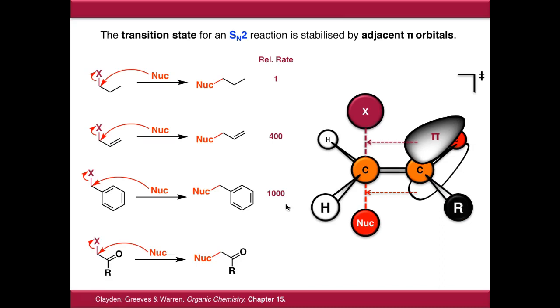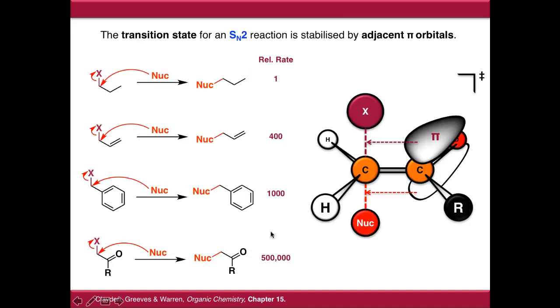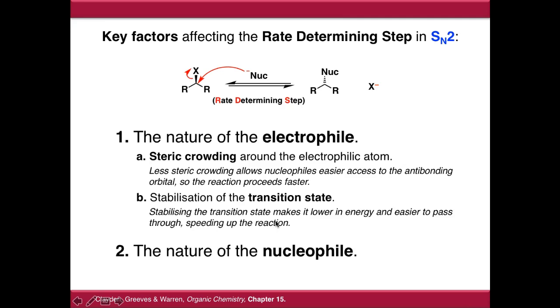And it turns out that the best electrophiles for this sort of reaction are ones which are adjacent to carbonyl groups. So if we have a carbonyl pi bond here, this is so stabilizing in this transition state that the relative rate increases to 500,000. So this is 500,000 times faster than the equivalent primary electrophile. So we can answer the second question. Stabilizing the transition state makes it lower in energy, and it's easier to pass through, therefore it speeds up the reaction. So the final question is the nature of the nucleophile.